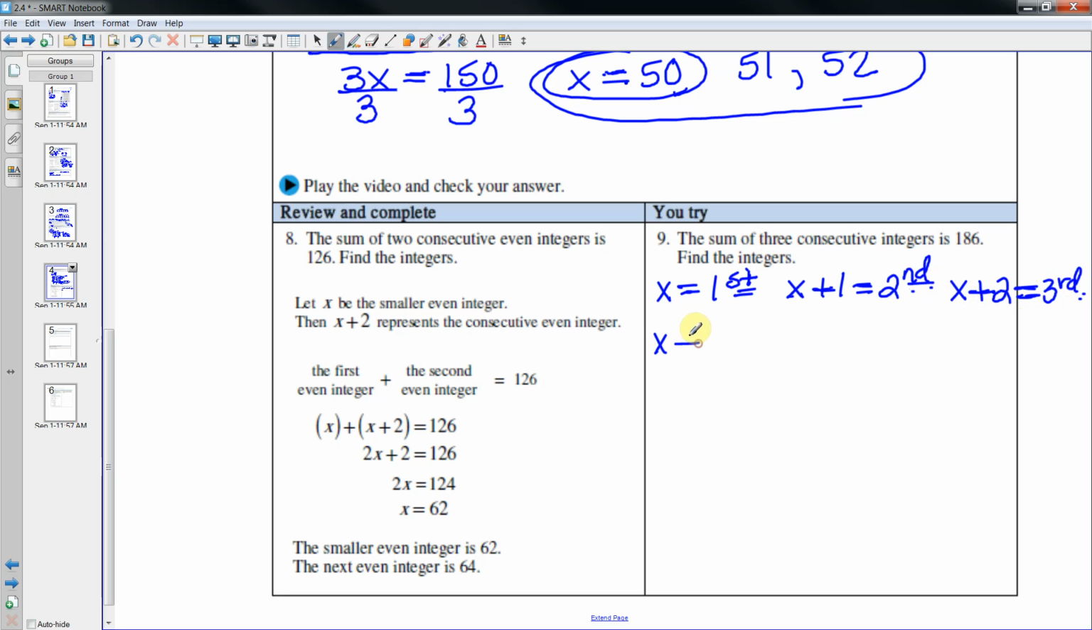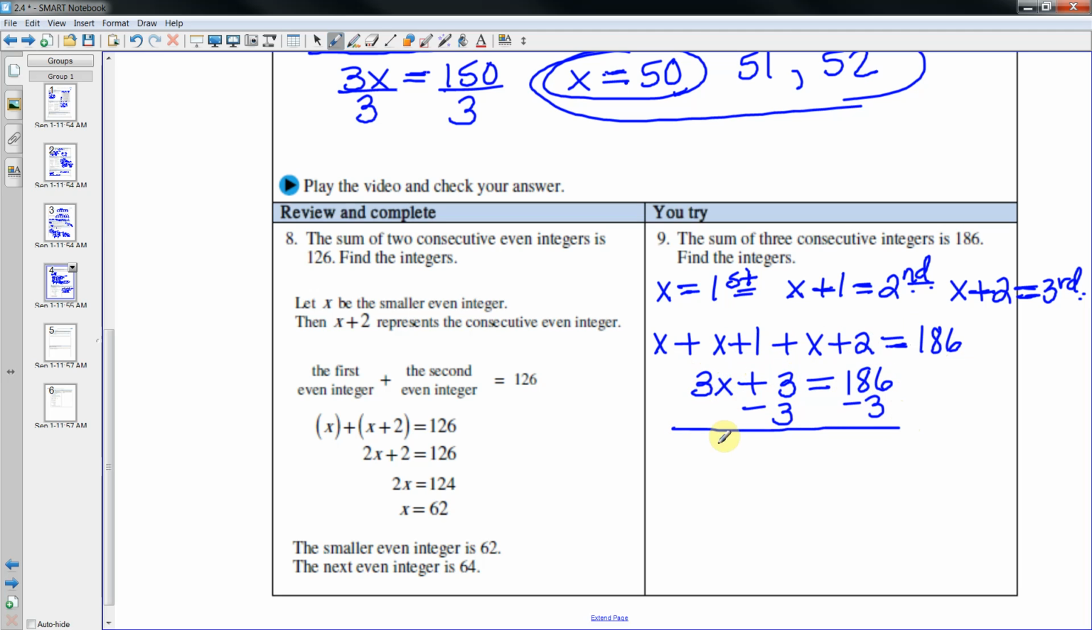So x plus x plus 1 plus x plus 2. I'm not going to write the parentheses this time because it's not really necessary when all you have is addition. Equals 186. 1, 2, 3 x's. Collect your like terms. 1 plus 2 is 3. Equals 186. Subtract 3 from both sides. So 3x equals 183. Divide both sides by 3.